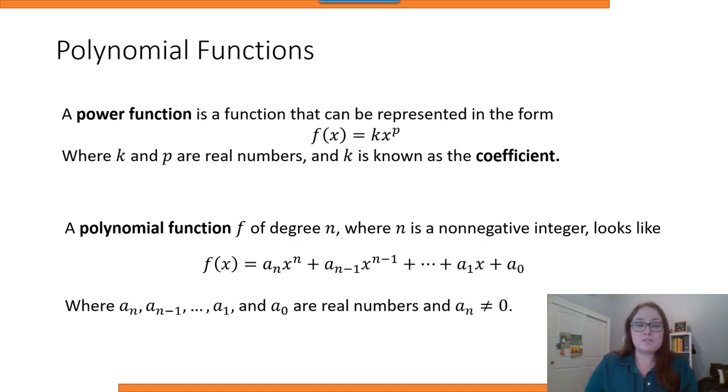The coefficients are real numbers, and the exponents have to be non-negative integers. So that's 0, 1, 2, 3, 4. Those are my non-negative integers. If you see a negative exponent anywhere, then we're not dealing with a polynomial, and the rules that we're going to talk about in this video don't quite apply in those cases. Okay? So it's usually just a series of terms, similar to a power series. There's just a bunch of them.